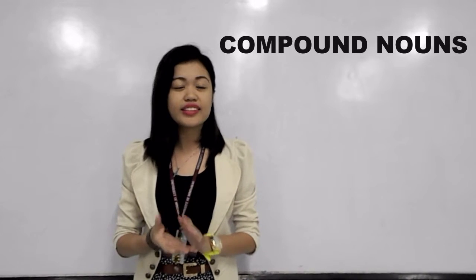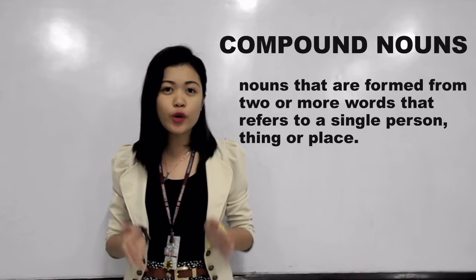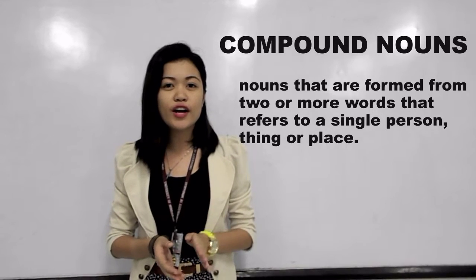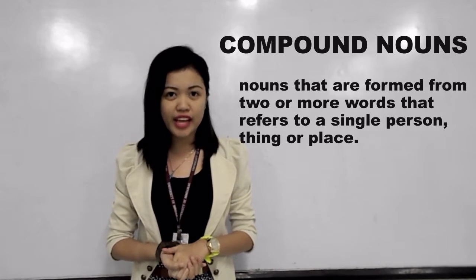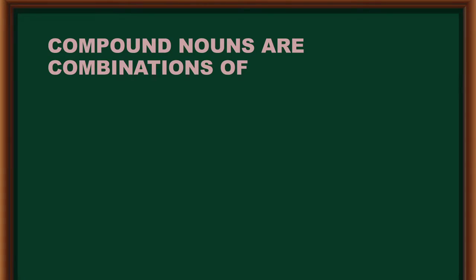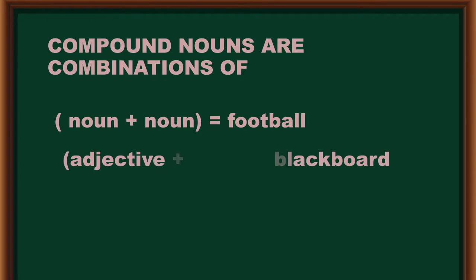And lastly, we have the compound nouns. Compound nouns are nouns that are formed by 2 or more words that refer to a single person, thing, or place. Compound nouns are usually combinations of a noun and another noun, or an adjective and a noun.